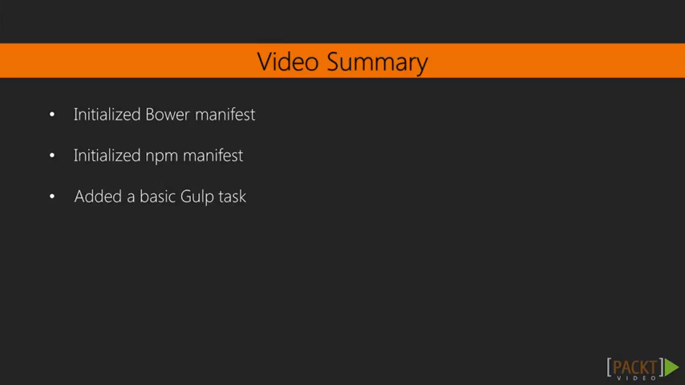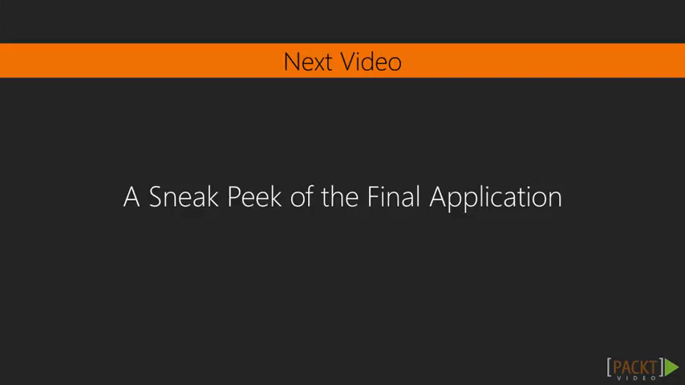Let's wrap things up with a quick recap. What we've done in this video is adding the Bower and npm manifests so that we can save our dependencies. We've added a basic file structure using the source directory and also the test one. And we've also added a basic gulp task to verify that gulp works as intended. In the next video, we'll be taking a look at a sneak peek of the final application so that you know what we're going to build.